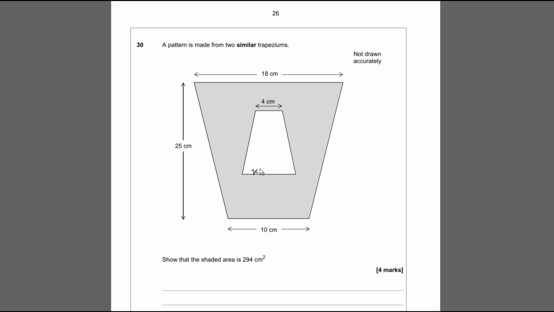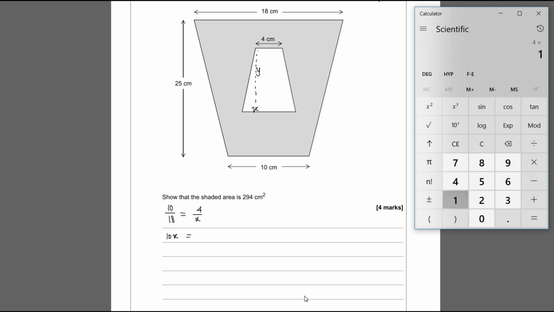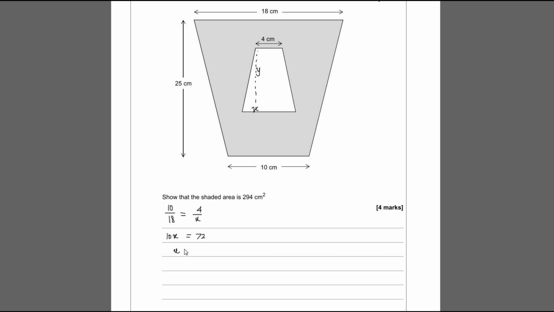Let's assume it is x. Let's assume the height is y. Now we need to find what is x and what is y. The ratio between the short side and the long side is 10 by 18. The ratio will be the same in the small trapezium, so it is 4 by x. Now you can see that we have two fractions, we can cross multiply them. 10 times x is 10x. 4 times 18 is 72, so x will be 72 divided by 10, which is 7.2 centimeters.